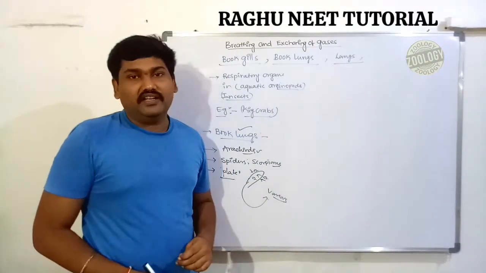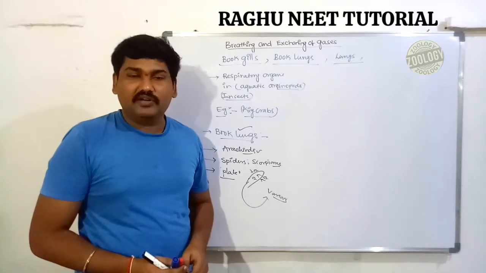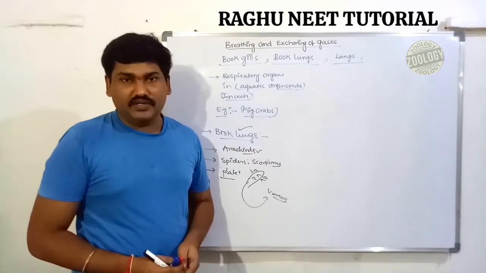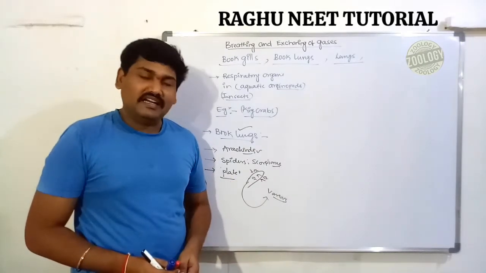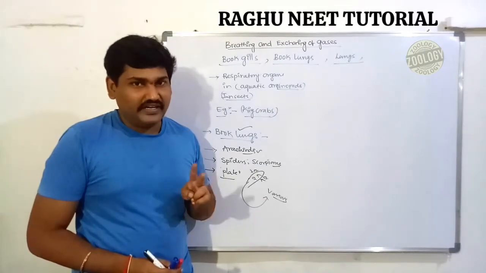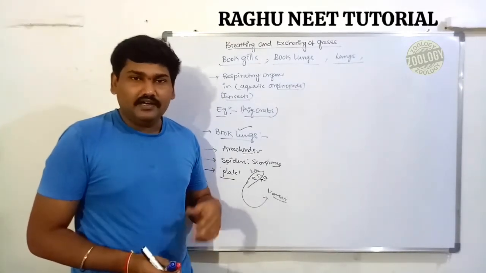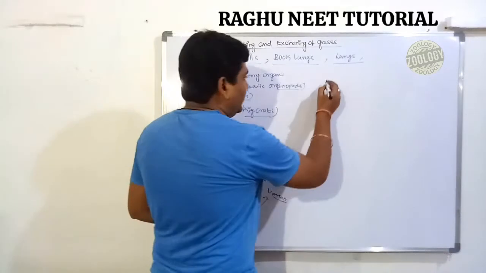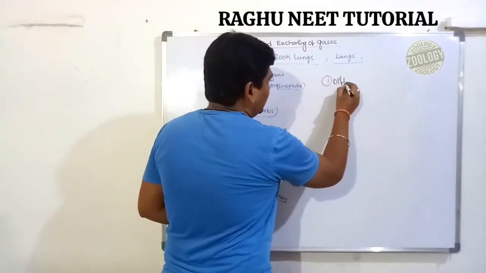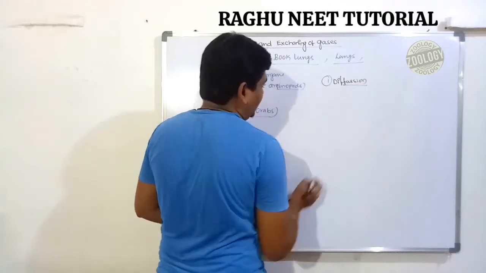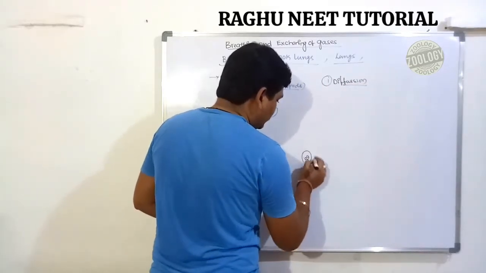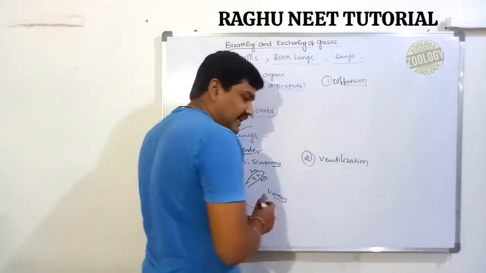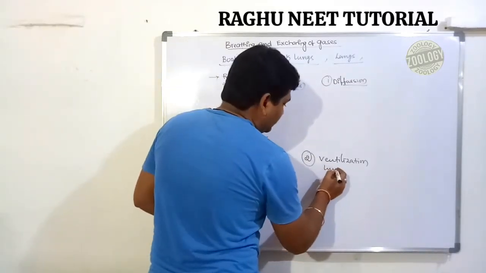Lungs respiration is a characteristic feature of highly developed animals. This type of respiration is called pulmonary respiration. Lungs respiration can be classified into two types according to terrestrial habitation: diffusion type of lungs respiration and ventilation lungs respiration. First one is the diffusion type of lungs respiration. Second one is ventilation lungs respiration.